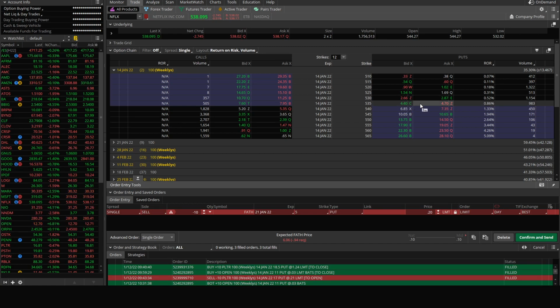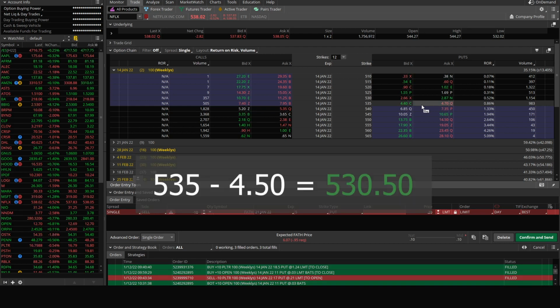But we always want to talk about the downside risk. What happens on step 2 of this trade if it finishes below 535? And the answer is we know that the 535 puts are going for roughly $4.50 a piece. We know that our break-even price, if assigned to these shares, would be 535 minus 4.50 to get us to a $530.50 break-even price.